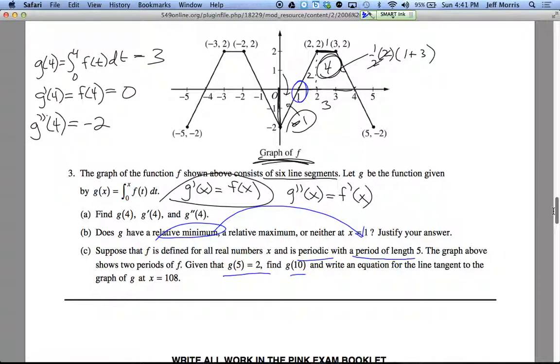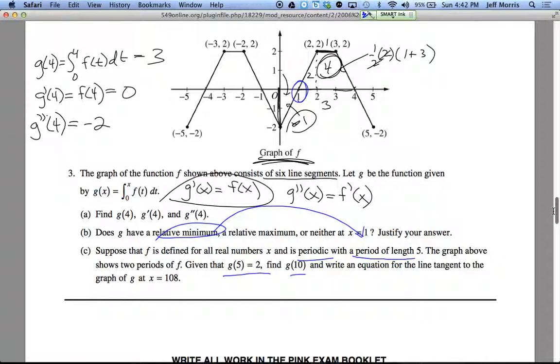Find g of 10 and write an expression for the line tangent to the graph of g at x equals 108. I think this is one of the coolest problems. Like the first part was easier than the one I got eight. The first two. You think the 108's easier? No, it's harder. There's a period of 5. We tried solving it, and we thought we had it right, and then we looked at the key, and we were so off. We're like, there's no way we're wrong. You ready for me to help you? Okay, here we go. Tell me if you don't understand it. Okay, stop if you don't understand.